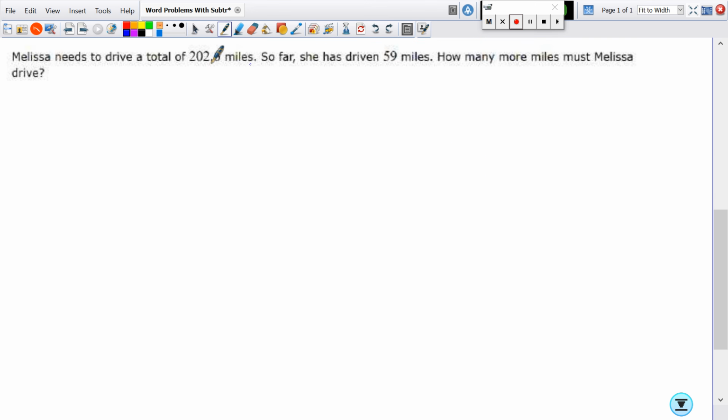Melissa needs to drive a total of 202.6 miles. So far she has driven 59 miles. I'm going to make that 59.0. How many more means subtract. How many more miles must Melissa drive? So write down your decimal. We have a 9 and a 0 beside that. Then the other extra numbers fill in. We have a 5 in front of the 9. Any empty spaces get zeros.